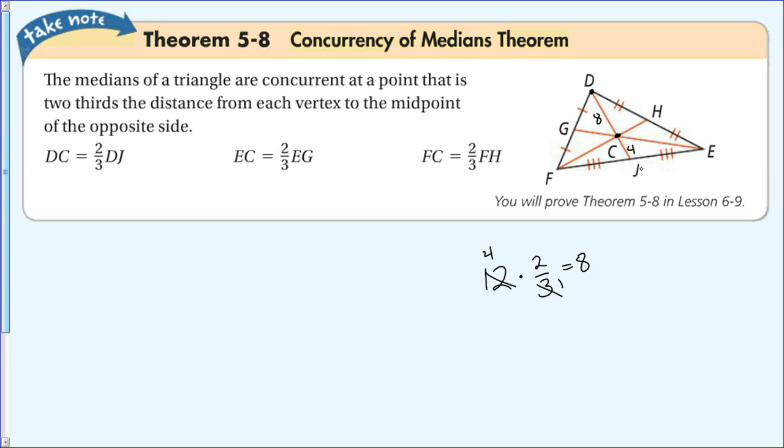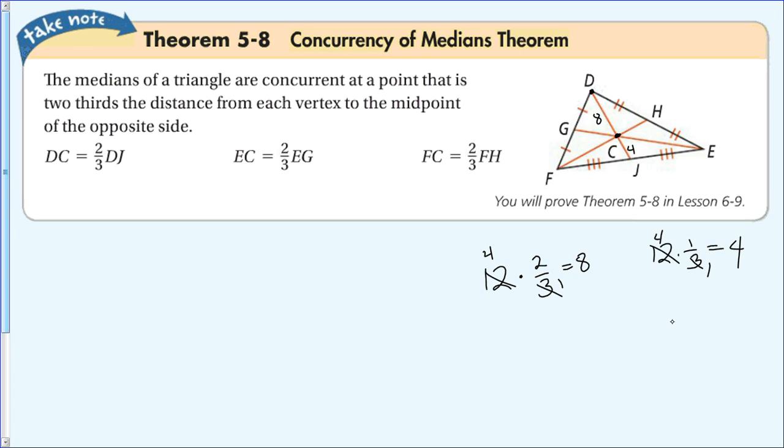So if you're given the whole thing, DC is 2/3 of the whole thing, and CJ is 1/3 of the whole thing. You do the same thing. You could do 12 times 1/3. That would cancel with that. That'd go to a 1. That'd still go to a 4. 4 times 1 is 4. And of course, 8 and 4 is 12.